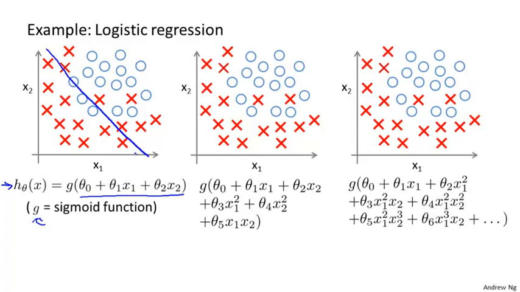And this doesn't look like a very good fit to the hypothesis. And so, once again, this is an example of underfitting or of a hypothesis having high bias. In contrast, if you were to add to your features these quadratic terms, then you could get a decision boundary that might look more like this. And that's a pretty good fit to the data.